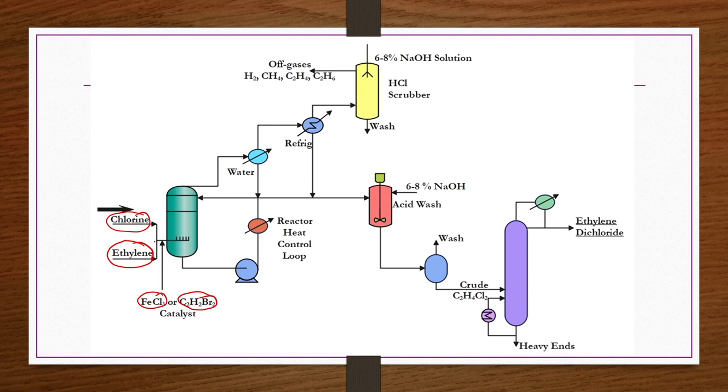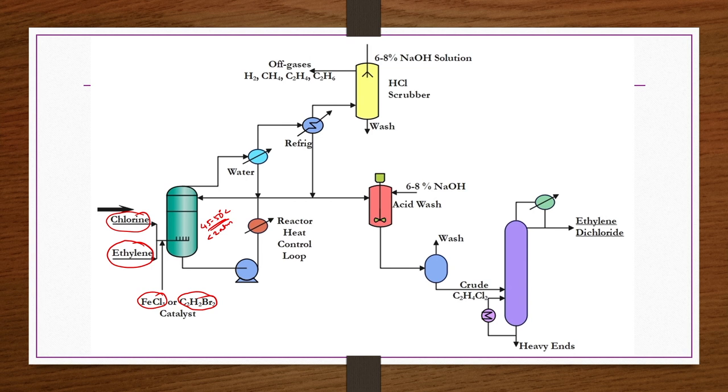Whenever the reaction takes place between chlorine and some kind of hydrocarbon, the reactions are mostly exothermic, and a lot of heat is evolved in general, but the reaction may not require such high temperature. The temperature may be required to be maintained at 45 to 50 degrees centigrade only in this reactor, and the pressure should not be more than 2 atmospheres, right. In general, such conditions are maintained.